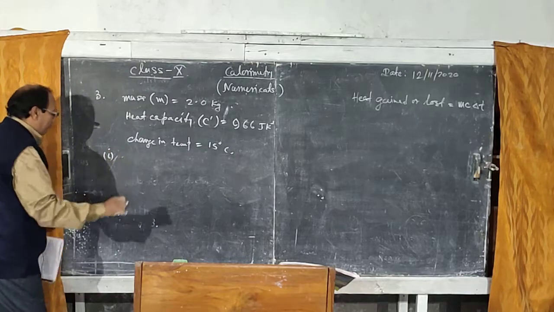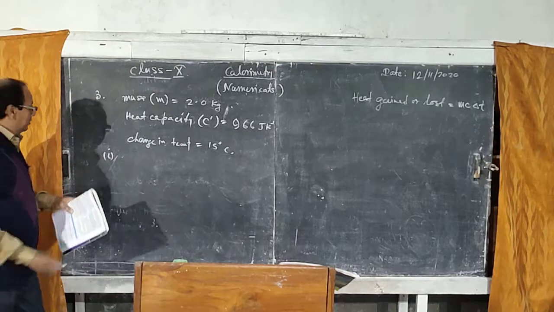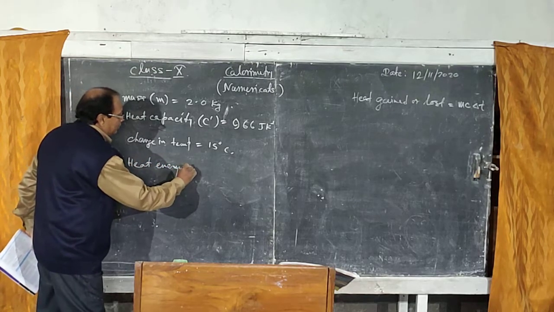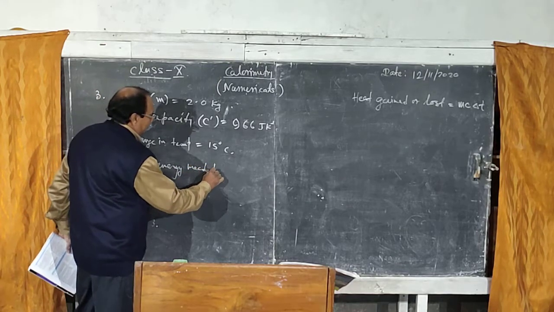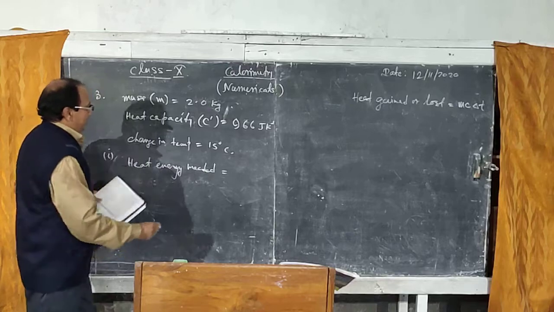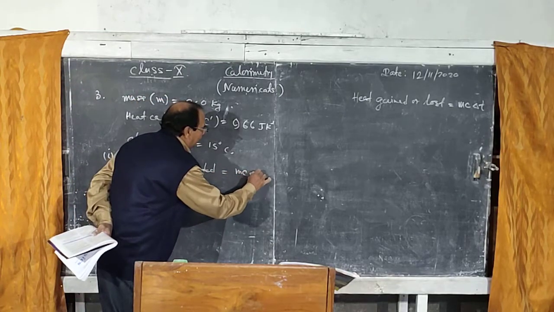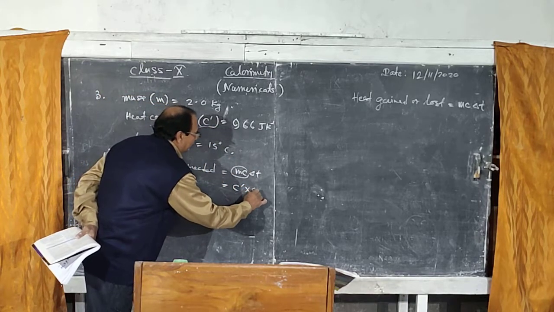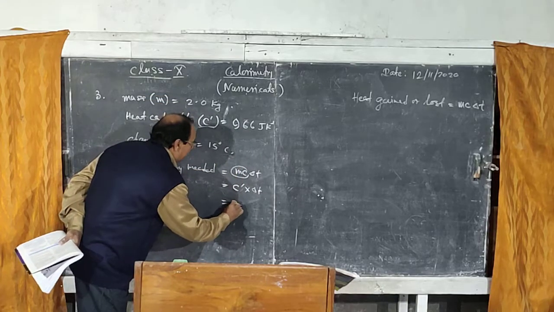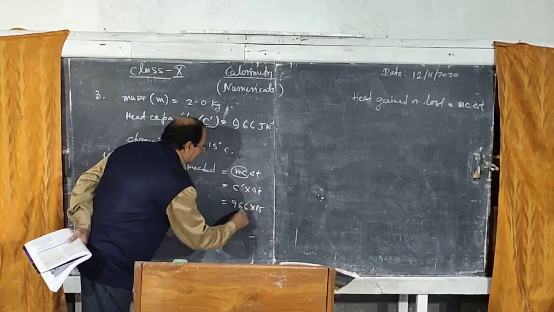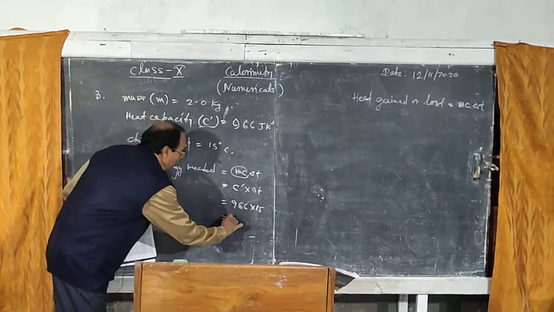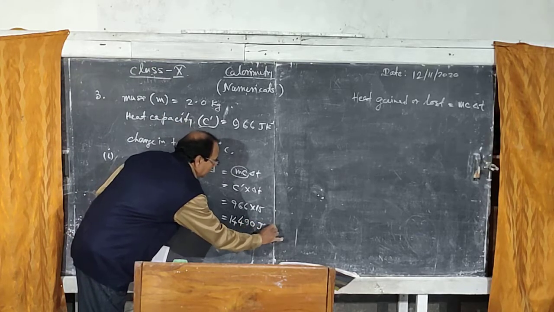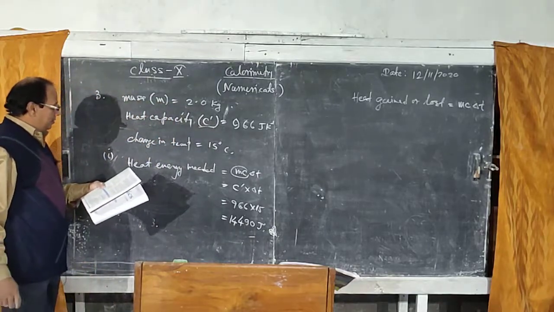So it has two parts. First part we have to find out the heat energy needed. Heat energy needed equals, you know the formula, mc delta T. Instead of mc we can write here C dash. So write that C dash into delta T, and here C dash is 966 into 15 is equal to, here you will get 14490 joule. This is your first answer, right?